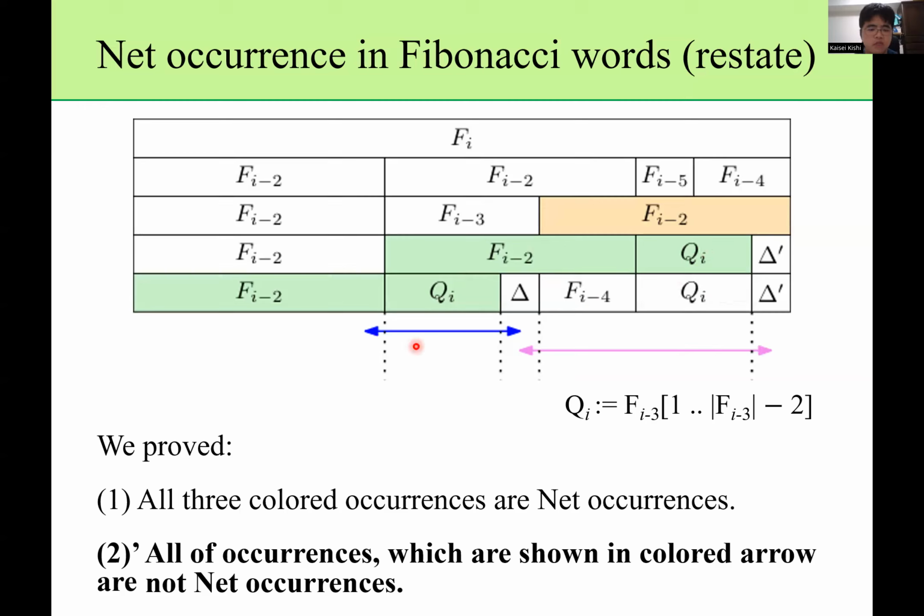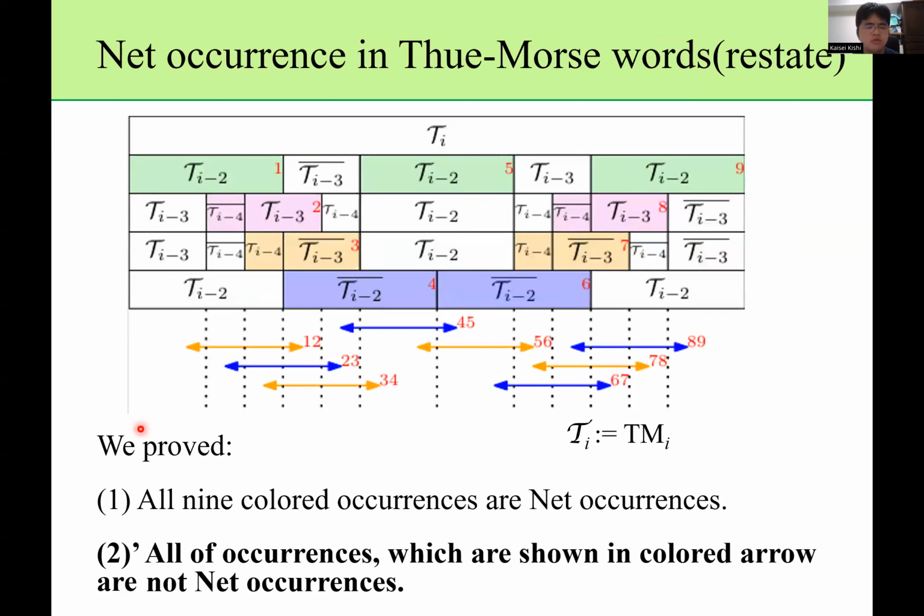We can say a similar thing for the blue arrow. And also we proved similarly for the Thue-Morse words. So we proved that all the nine occurrences of substrings are net occurrences, and all the occurrences shown by these arrows are not net occurrences.